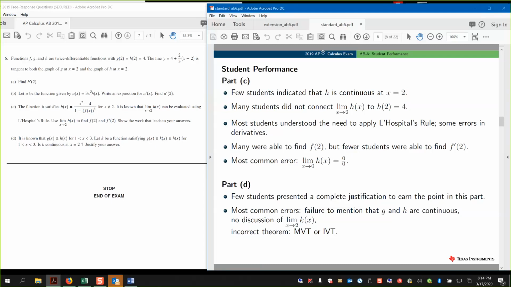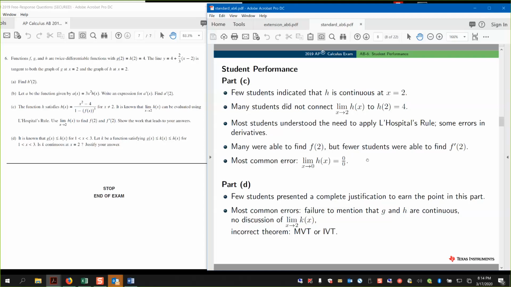Now, the most common error in this problem was with notation. The way that I've written this on the page here, the limit as x goes to 0 of h of x equal to 0 over 0, was interpreted as an error in notation. Now, I'm going to talk more about that in a minute or two. Some of us disagree with that, and we'll talk more about that in a minute.